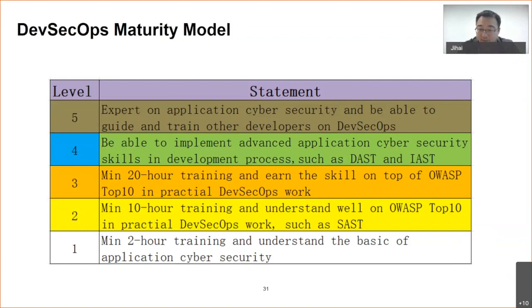So yeah, I'm not quite sure, maybe I didn't explain this very clearly. If you have any questions, just let me know. I can explain in more detail.